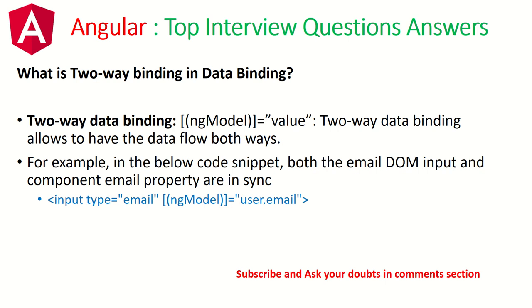Now, this is an important question that is always asked, which is what is two-way data binding? Two-way data binding allows us to have data flow in both ways. This is achieved by using the square brackets, and inside that we put parentheses with ngModel. So when you put ngModel equal to user.email, the value will be sent from component to DOM and from DOM to component. When you want to send data both ways, it is called two-way data binding: from component to DOM, from DOM to component.